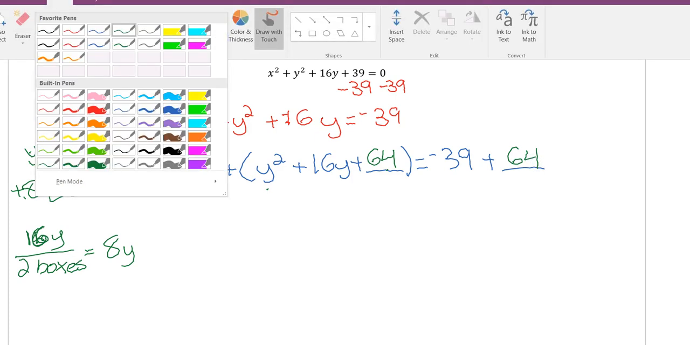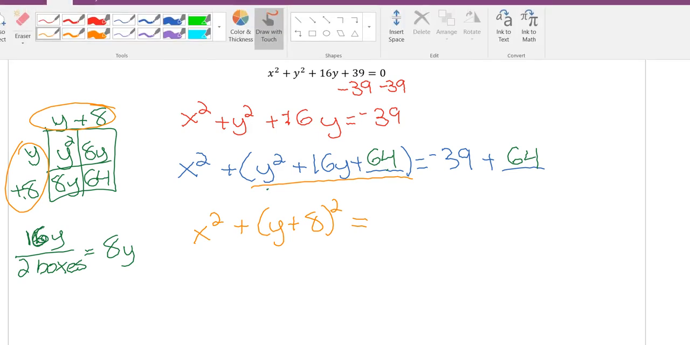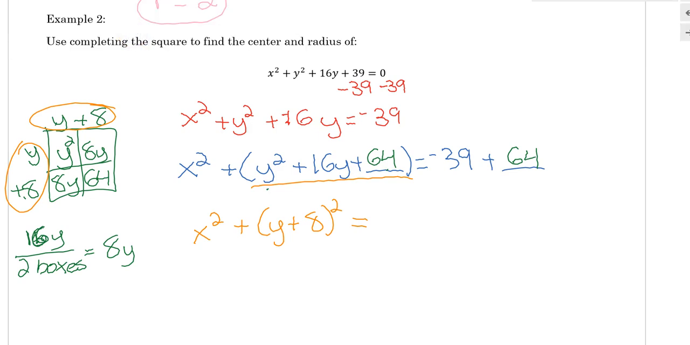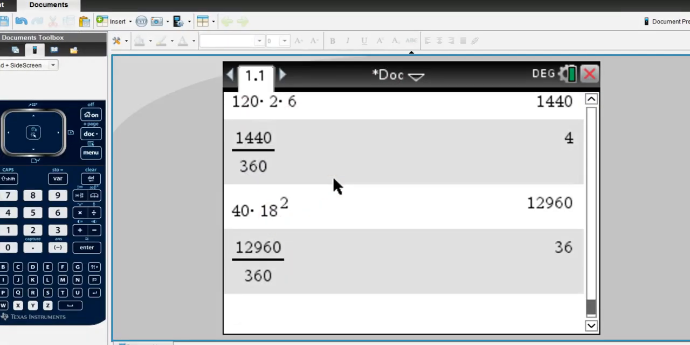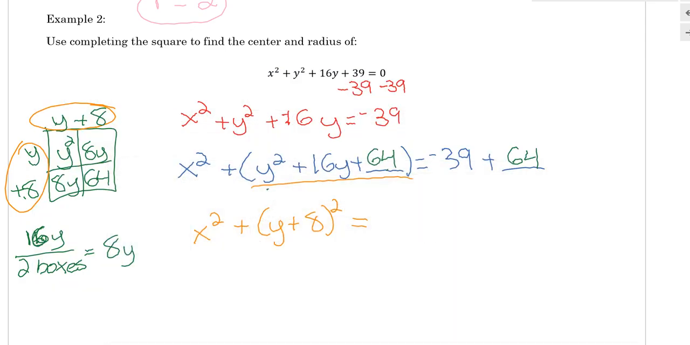Then I'm going to replace my parentheses with the outside. X squared plus, I have y plus 8 squared, and negative 39 plus 64. I'm going to add those together. Negative 39 plus 60, no, sorry, negative 39 plus 64. You get 25.